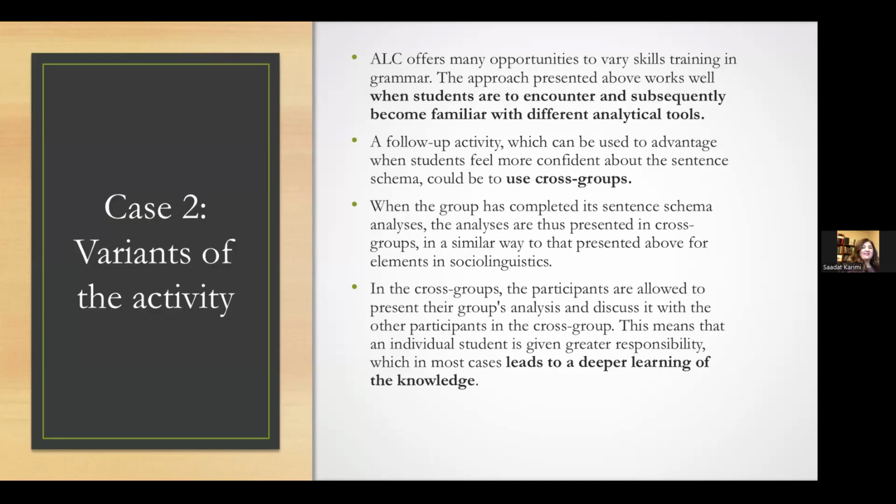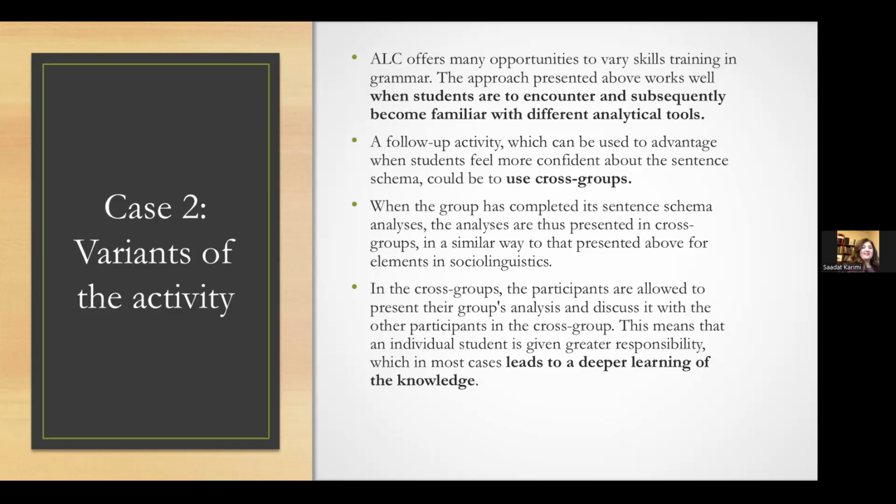Regarding the variants of the activity, I can say that ALC offers many opportunities to vary skills training in grammar. The approach presented above works well when students are first encountered and subsequently become familiar with different analytical tools.